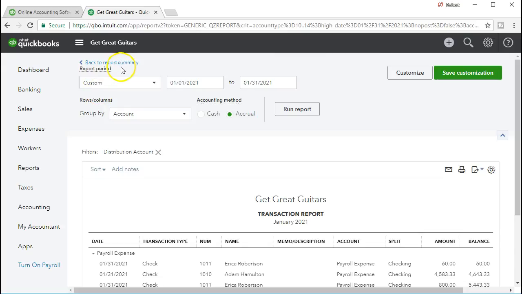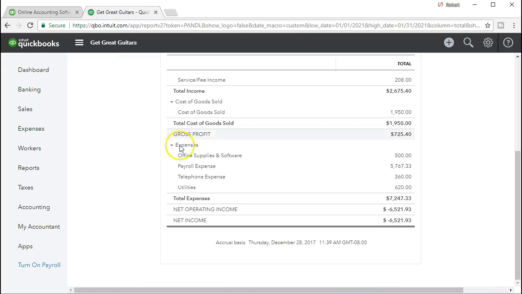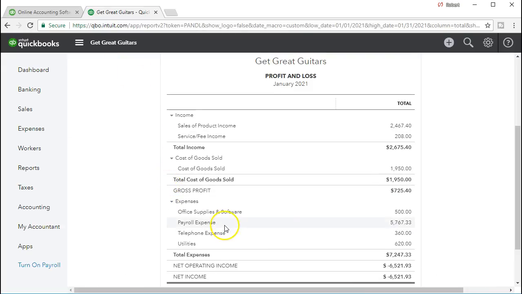So if we scroll back to the profit and loss, then of course this is being increased. The payroll expense is being increased by the full amount, not the net amount paid to the employees, plus our portion of the payroll taxes. That increase to the expense, bringing down net income, giving us a loss at this point in time.